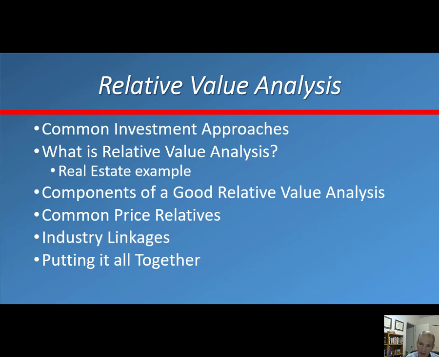But then we're going to make this specific to stocks. What does a good relative value analysis look like? What should be the components? Then we'll look at the common ways of doing it. And on your example for your company, I gave you 4 price relatives. You'll pick at least 2 of them to talk about, and we'll talk about which one you should pick depending on what industry you are in. So we'll do some industry linkages.